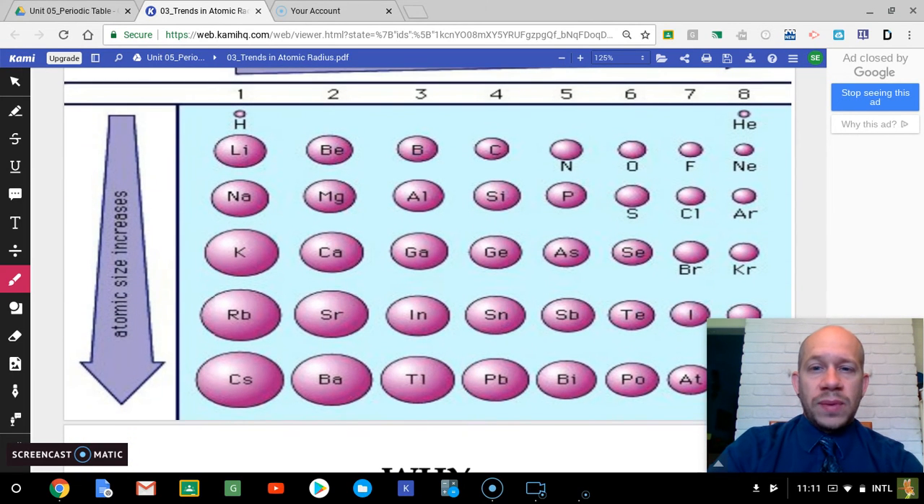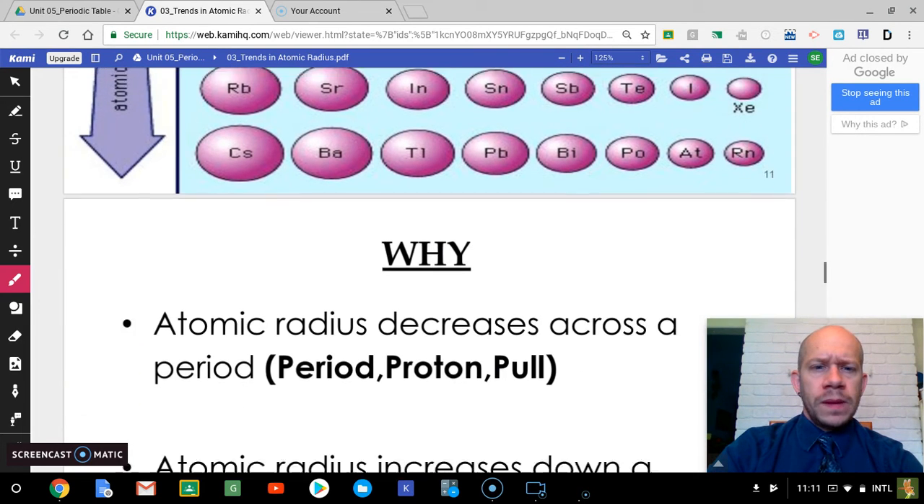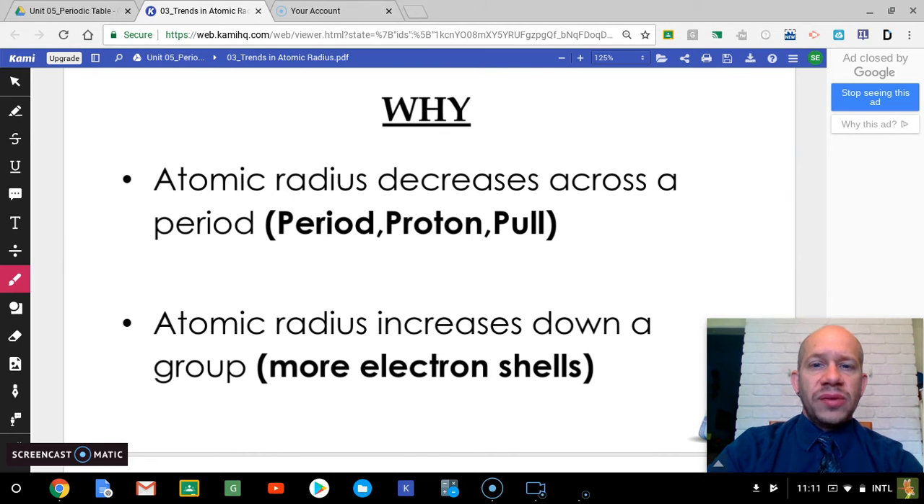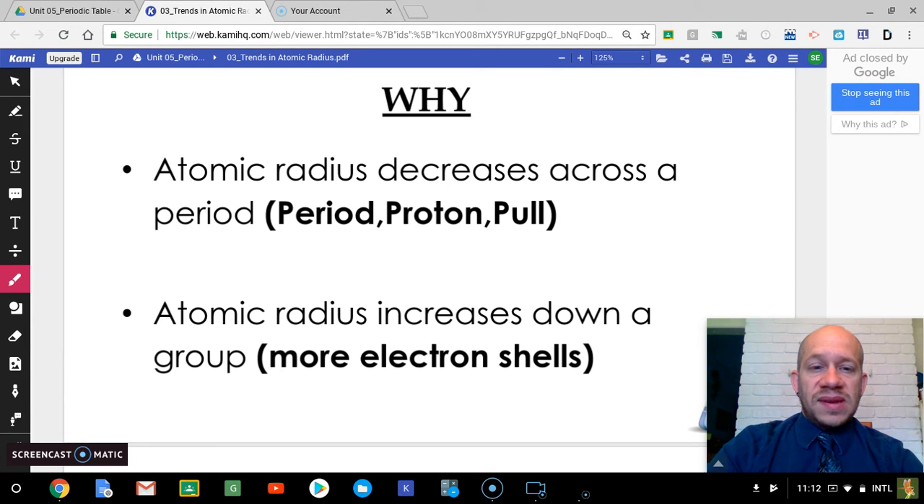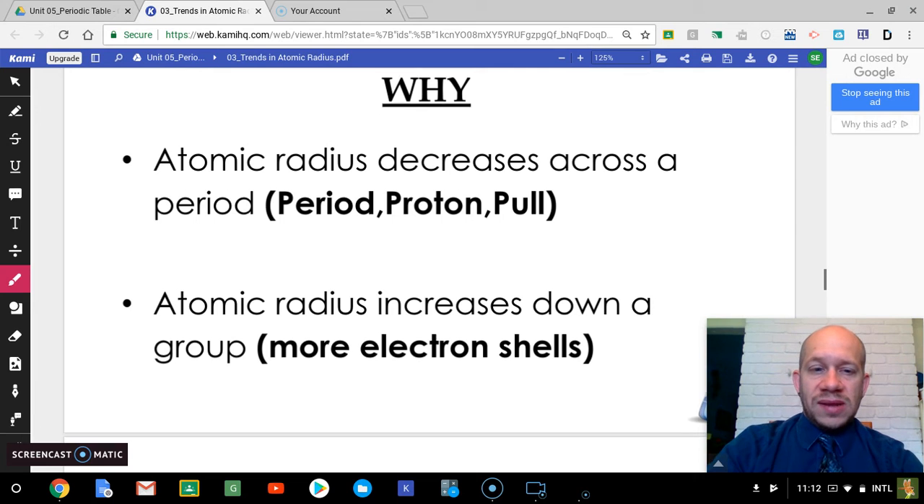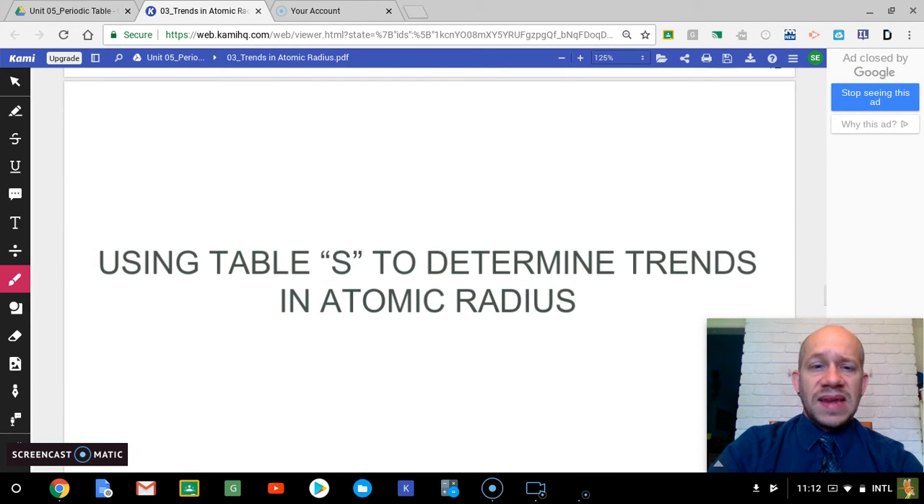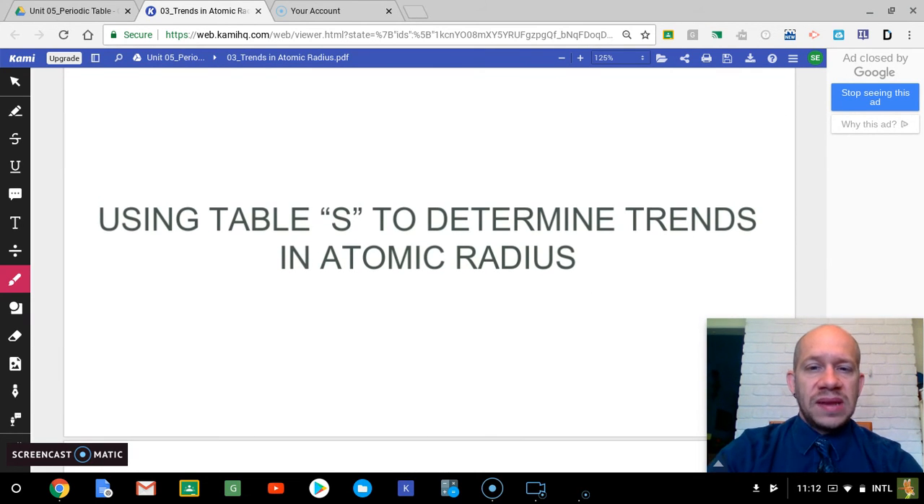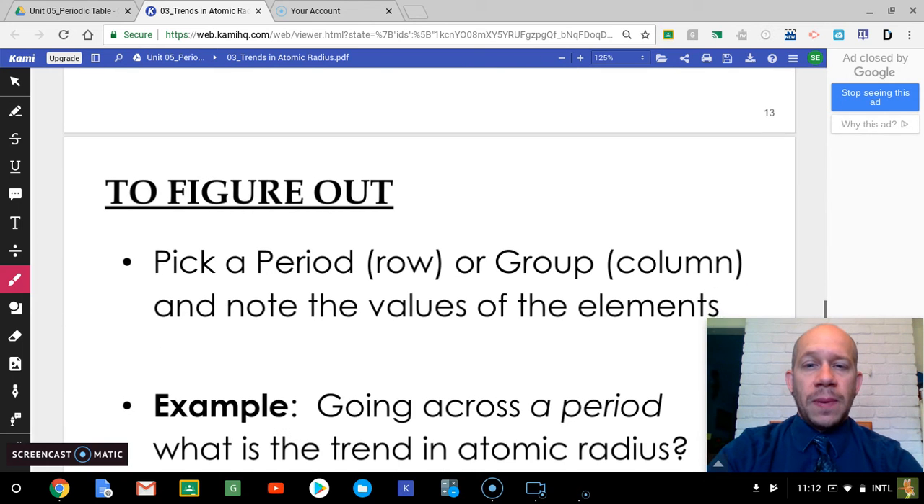So here's another visual representation of the trends in atomic radius. As I go down the group, my radius increases. As I go across the period from left to right, my radius decreases. So why? The atomic radius decreases across a period because of proton pull. Across a period, there are more protons with a greater nuclear pull. The atomic radius increases down a group because there are more electron shells. So using Table S to determine the trends in atomic radius, if you can't remember the trend, you'll just look it up on Table S.